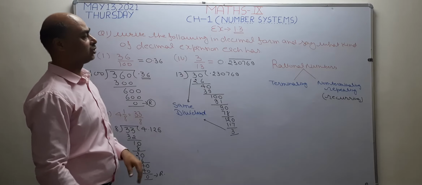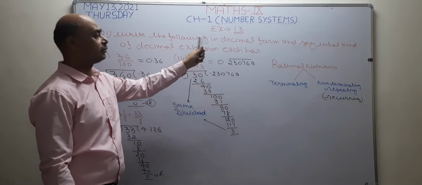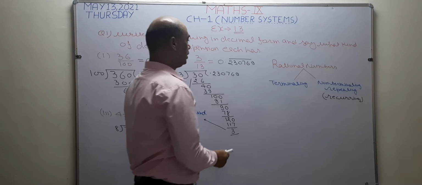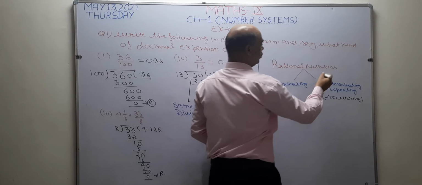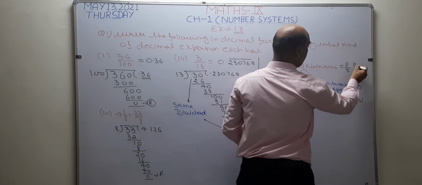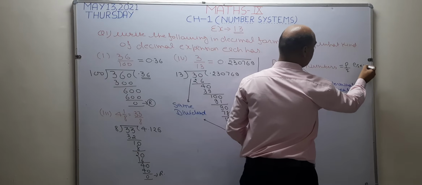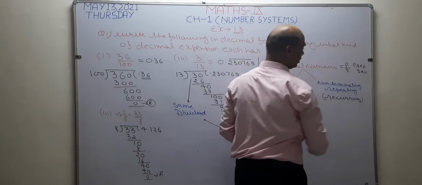Before starting this question, I am going to discuss the types of decimal. How many types of decimal are there? Now see, I write here rational number. You know every number in the form of p by q, where p and q belong to integers and q is not equal to 0, is known as a rational number.